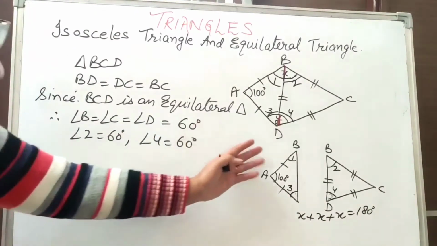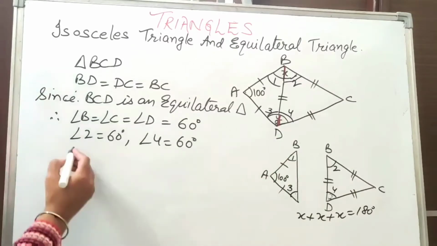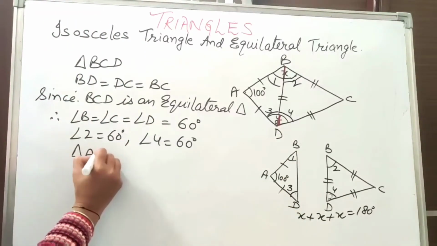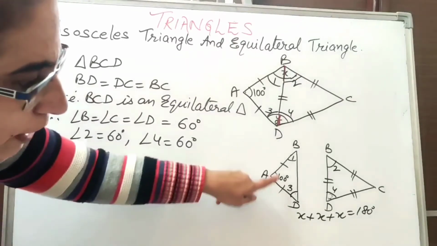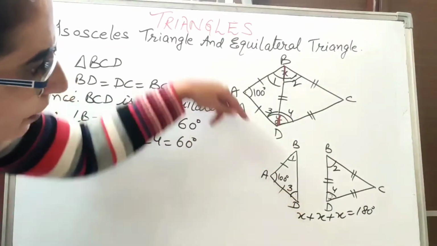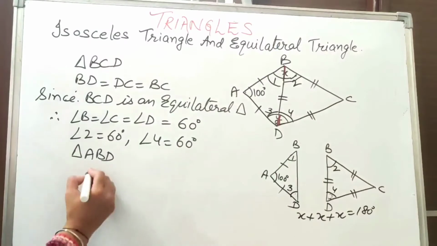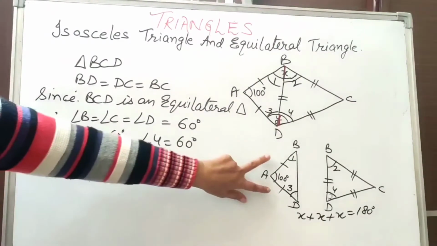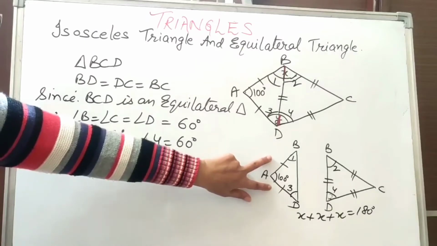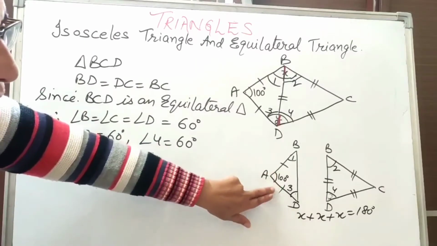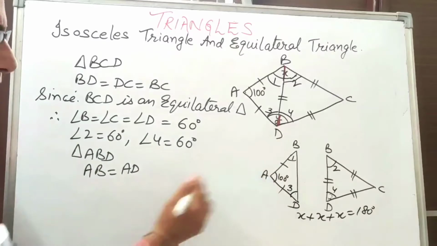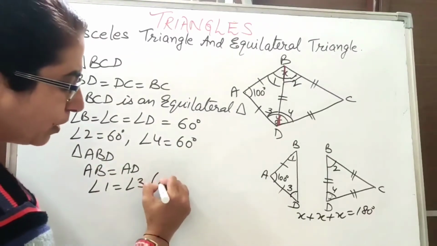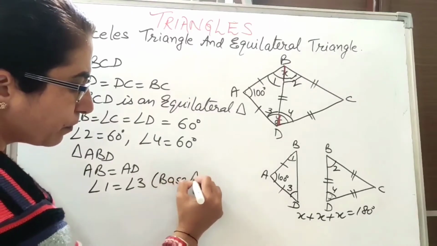Now I am talking about this triangle. In this triangle, this is D. In this triangle ABD, these two sides are equal, AB and AD. These two sides are equal. AB is equal to AD. Therefore, this triangle is an isosceles triangle. So, in isosceles triangle, the angle opposite to equal sides are equal. That is why angle 1 is equals to angle 3. So, these are base angles.